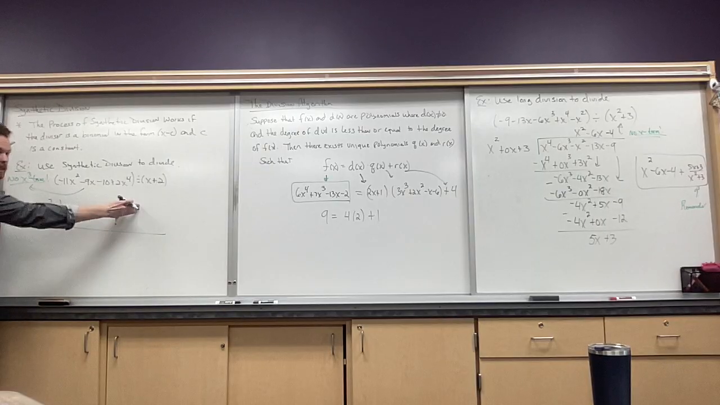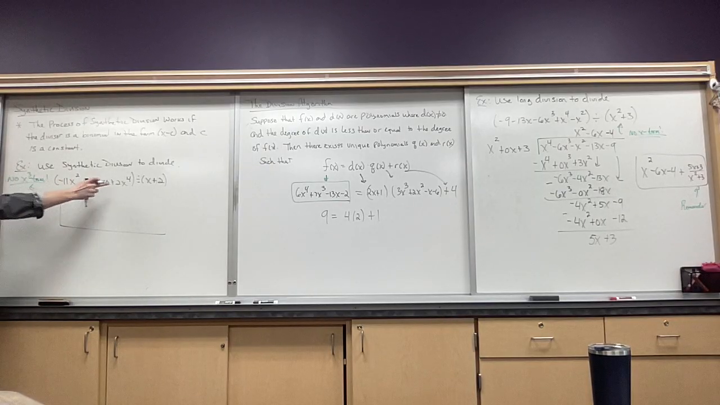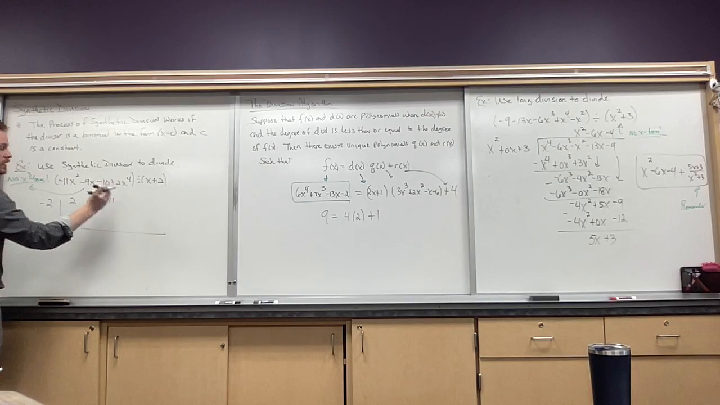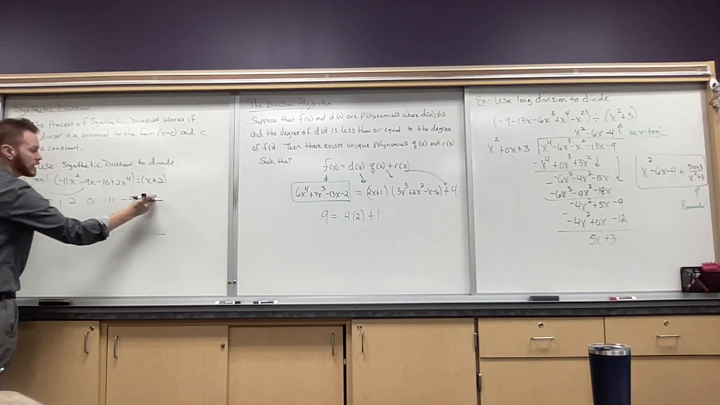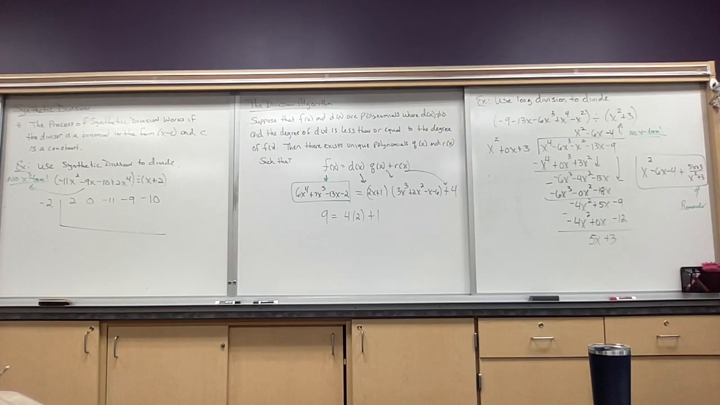So starting in descending order, I'm going to write all the coefficients. So my largest one is x to the 4th. So what's in front of it? A 2, okay? Now I don't have an x cubed term, so I got to put a 0 as a placeholder. Next would be negative 11. Next would be negative 9. And then my last, which is the constant, that's negative 10.